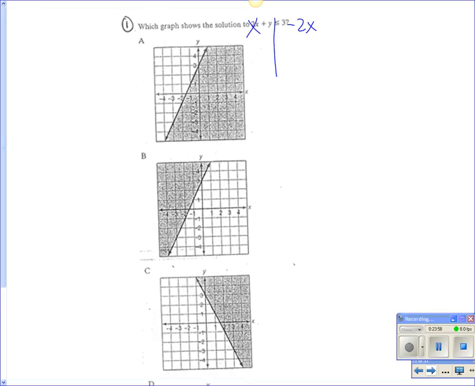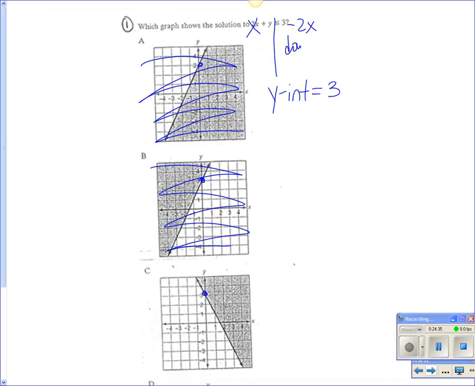So Molly, what is my y-intercept? 3. So the first thing we'll do is check the graph and see which ones go through 3. Does A go through 3? Does B? Does C? Does D? Okay, so that didn't help. Is my slope positive or negative? Negative. Is A going up or going down? Is B going up or going down? And we need it to go down 2. Okay, so we need to go down. All right, so we got C and D.